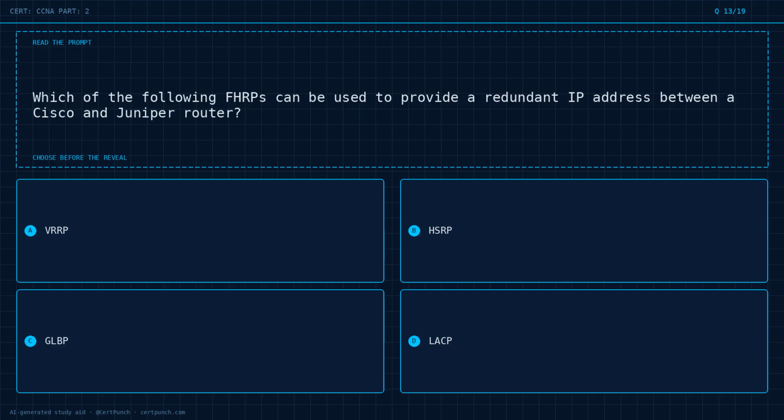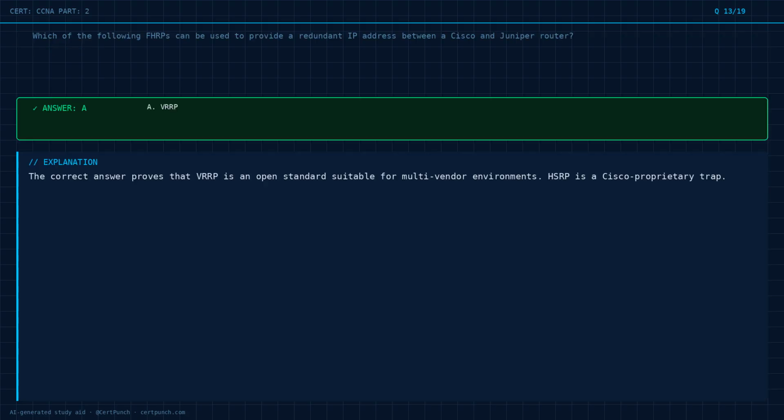Commit to it now. The answer is option A. Exam logic. The correct answer proves that VRRP is an open standard suitable for multi-vendor environments. HSRP is a Cisco proprietary trap.